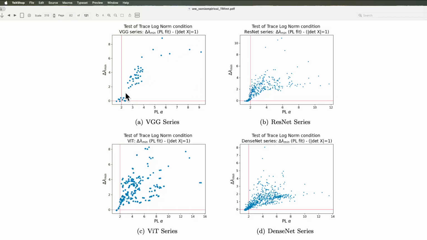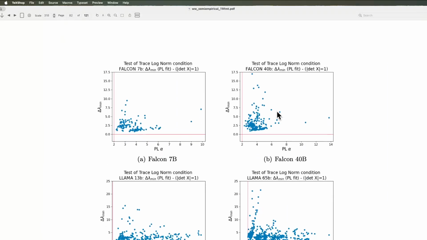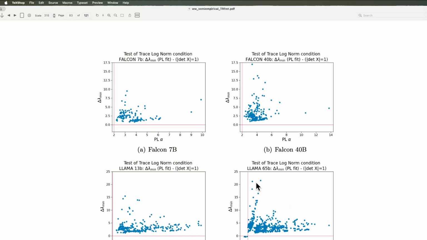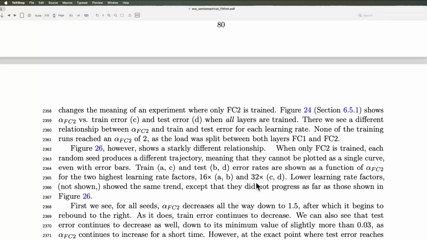You can see as alpha approaches 2, the delta approaches 0. And as alpha is less than 2, the delta actually drops below 0. We see this with VGG. We see it with ResNet. We see it with vision transformers. We see it with DenseNet. We see it with Falcon and Llama. Llama 65 in particular is really nice. We see this, and we see it in training our own small models.